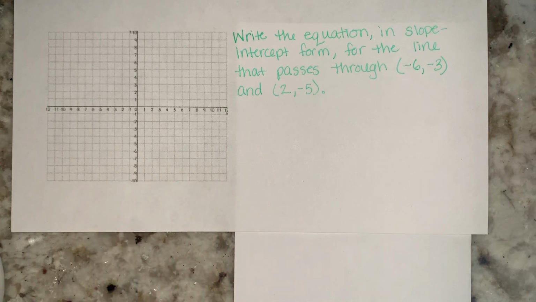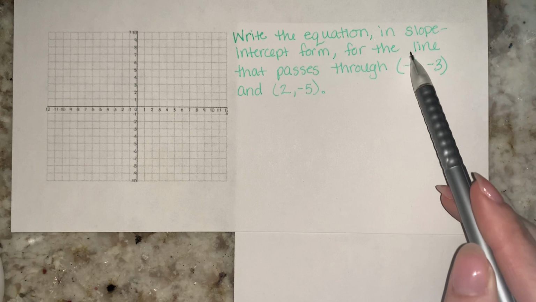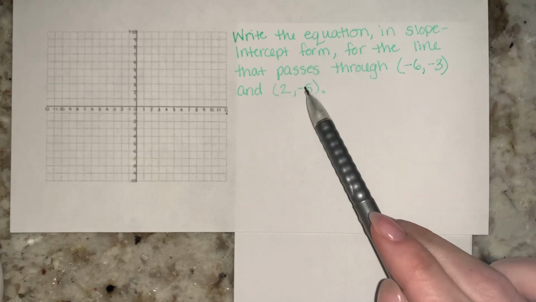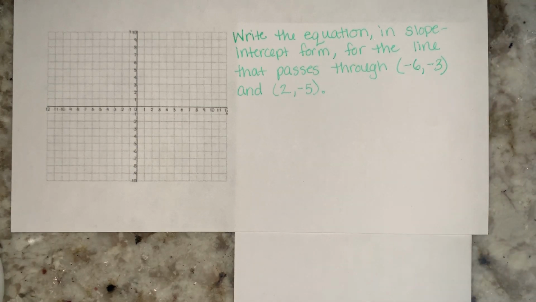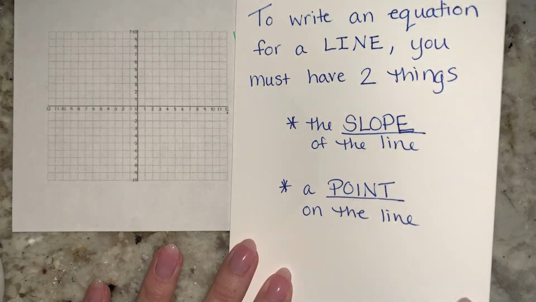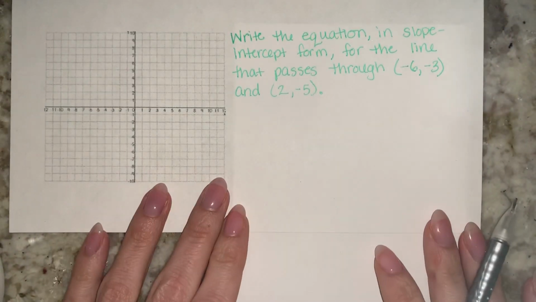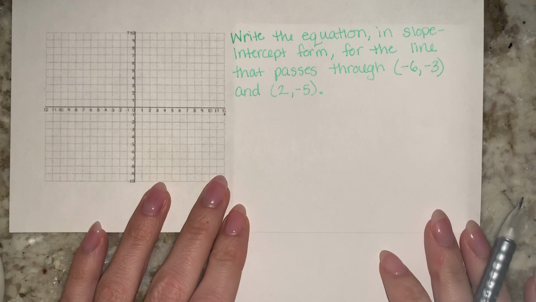In this problem, I'm going to write the equation in slope-intercept form for a line given 2 points that the line passes through. Now, in order to write the equation of a line, I only need 2 things. I need to find the slope and a point on the line. In this example, I have 2 points on the line, but what I'm missing is the slope.